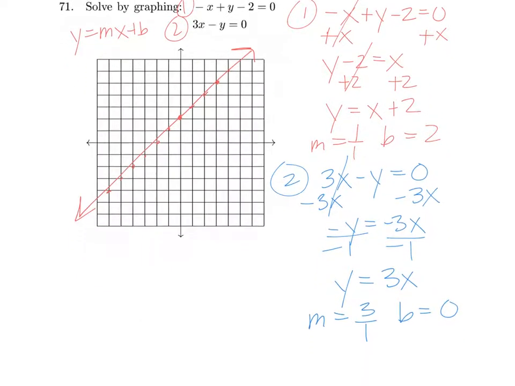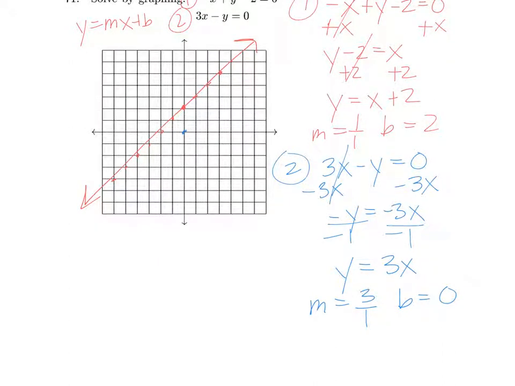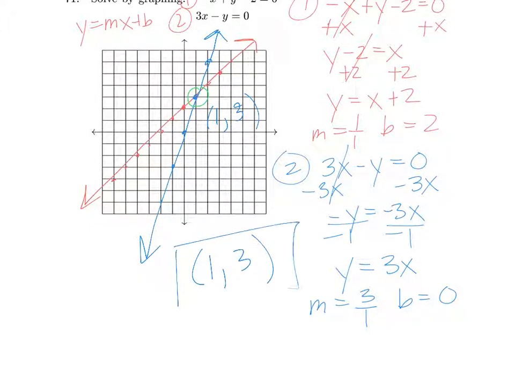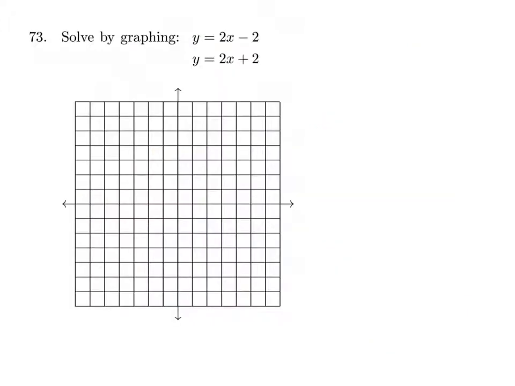All right, and then for the second, I start off at 0, and I go up 3, right 1, up 3, right 1, down 3, back 1, down 3, back 1. Alrighty. There's my solution where the lines intersect, so I go right 1 and up 3. So the answer is 1, 3. On to the next problem.